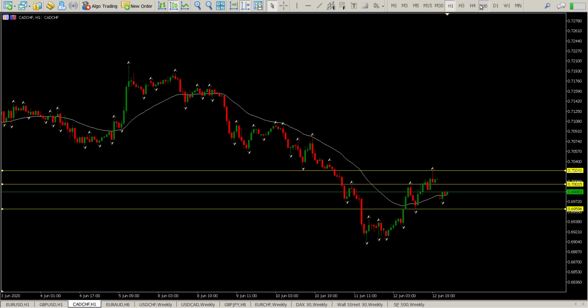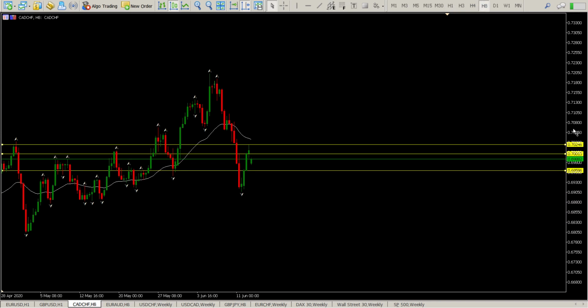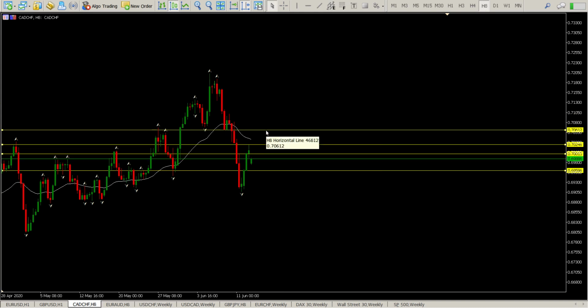Okay, so at this stage, we could have a situation where we are basically looking to retest this head and shoulders breakout here. Okay, and that's 0.70612.